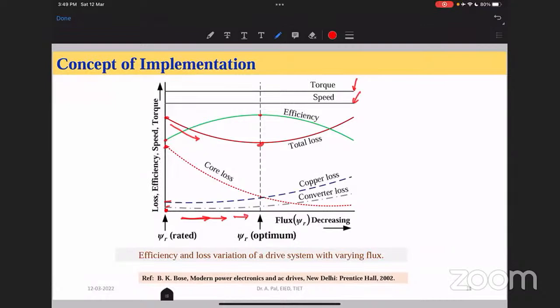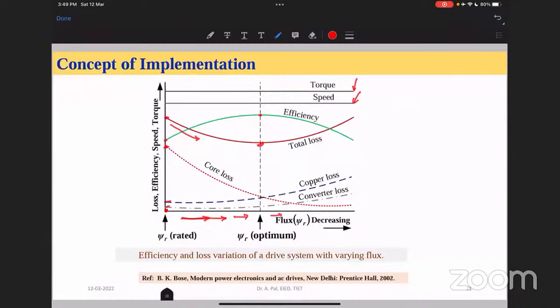But the machine is operated at steady condition. That means we do not disturb the output of the machine. Output means speed and torque of the machine remain constant. So in that case, we find this type of characteristics of the machine. If we further reduce the flux value, then again we can see that core loss is minimized, but the copper and converter losses at that time are very huge, and efficiency reduces and losses further increase.